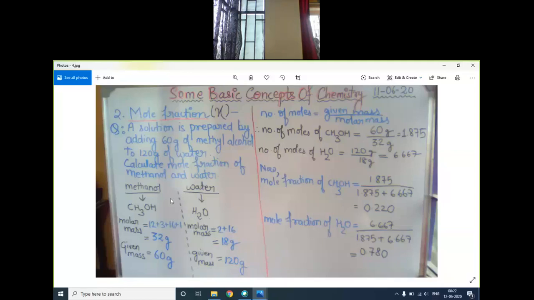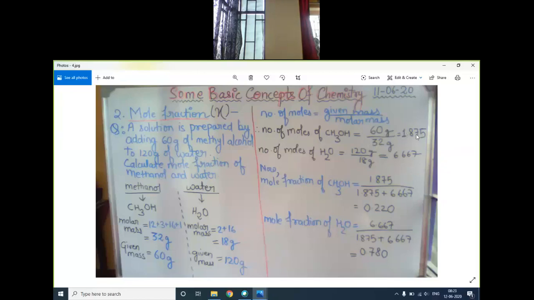Now, for both of these, the given mass is also there. The given mass is 60 gram for methanol and 120 gram for water. Now you can easily calculate the number of moles, because we know the molar mass and we know the given mass. So the number of moles of methanol will be, given mass is 60 gram and molar mass is 32 gram.